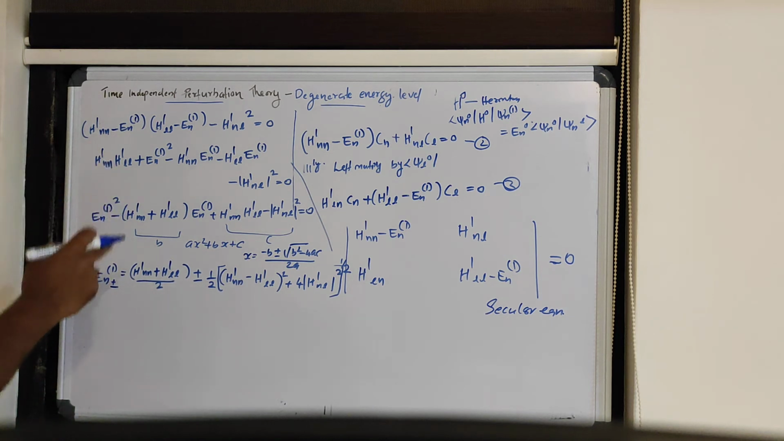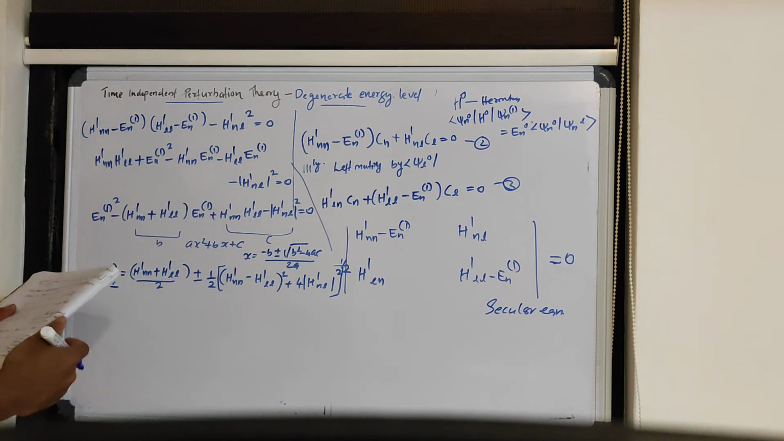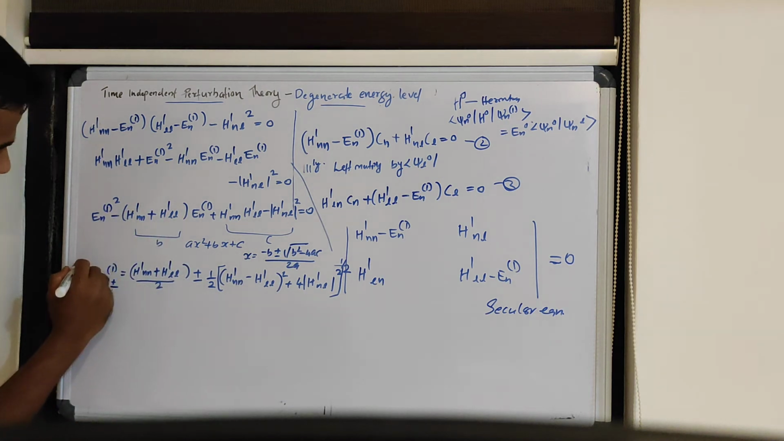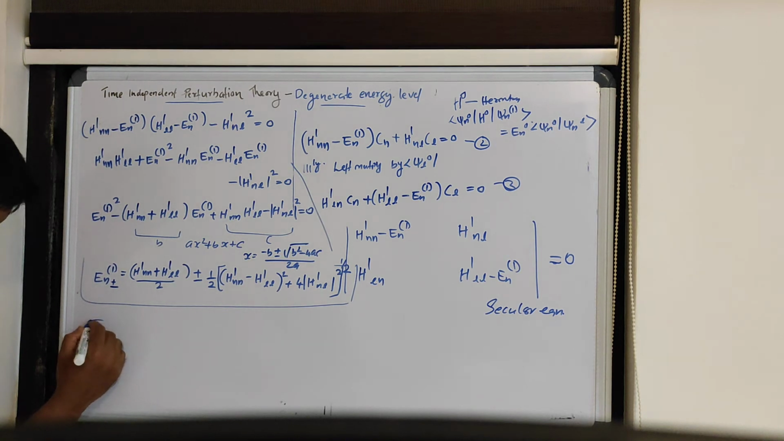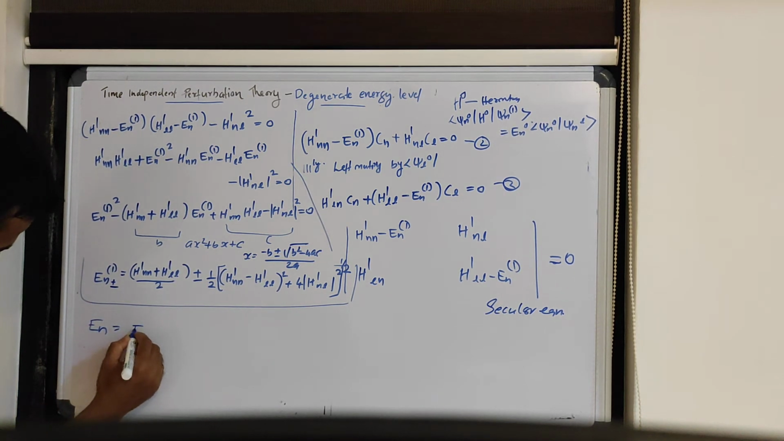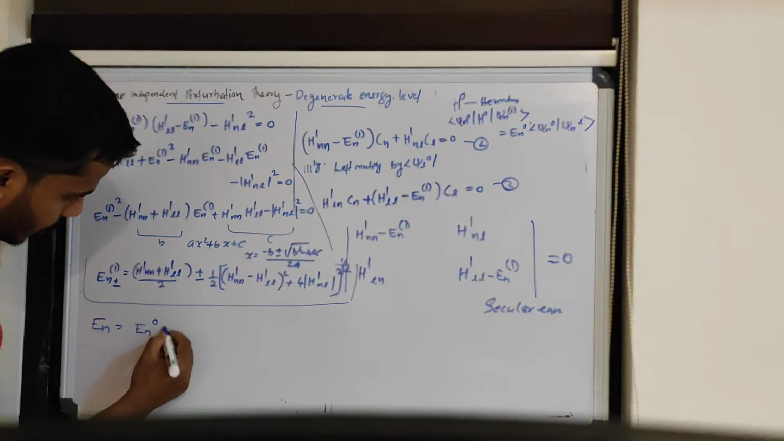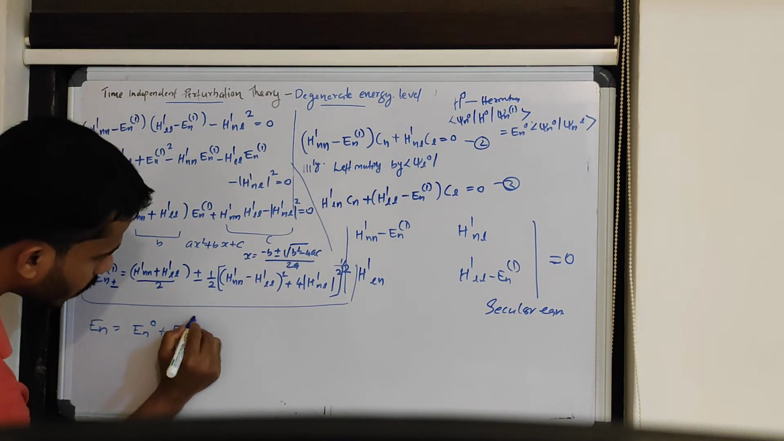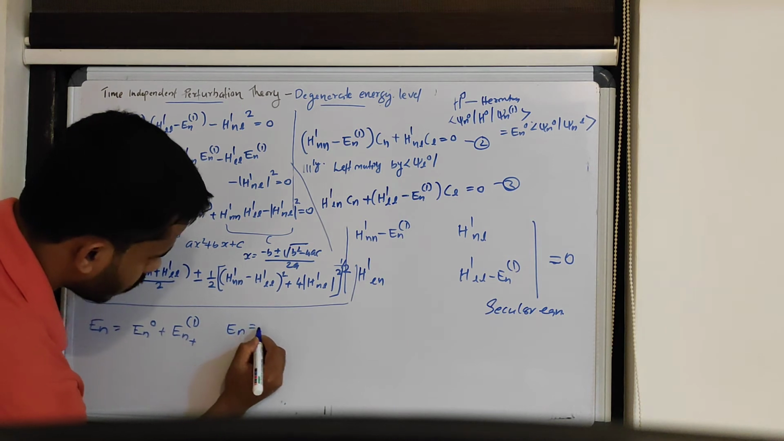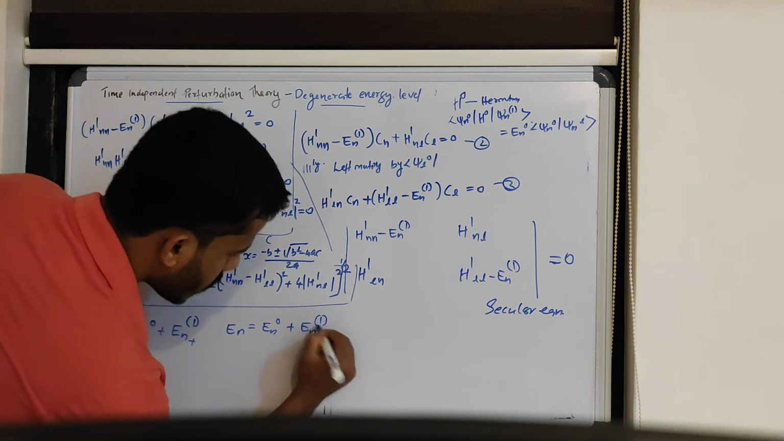So I have a first order correction for energy, one correction En plus, another correction En minus. So what is the total energy now? En is equal to En0, the unperturbed energy, plus En plus first order, and En is equal to En0 plus En minus first order.